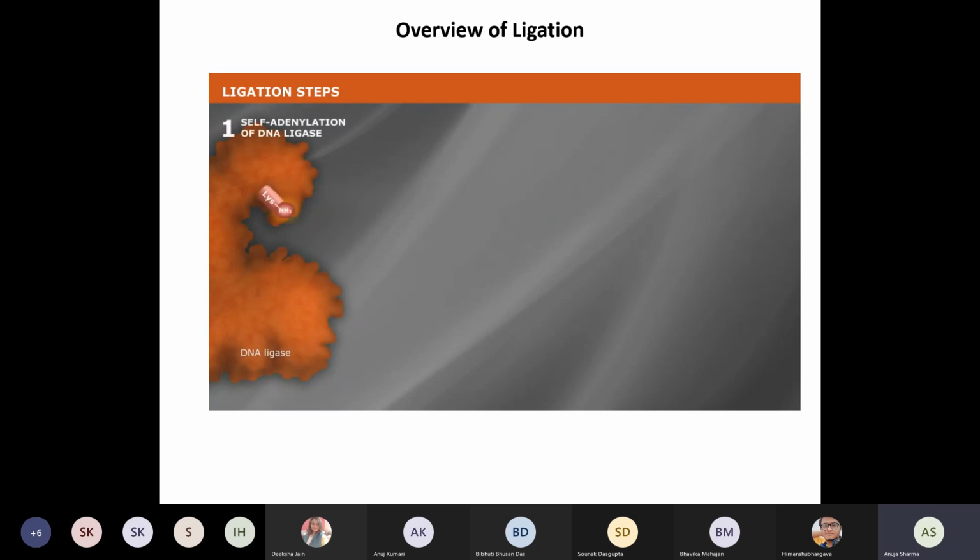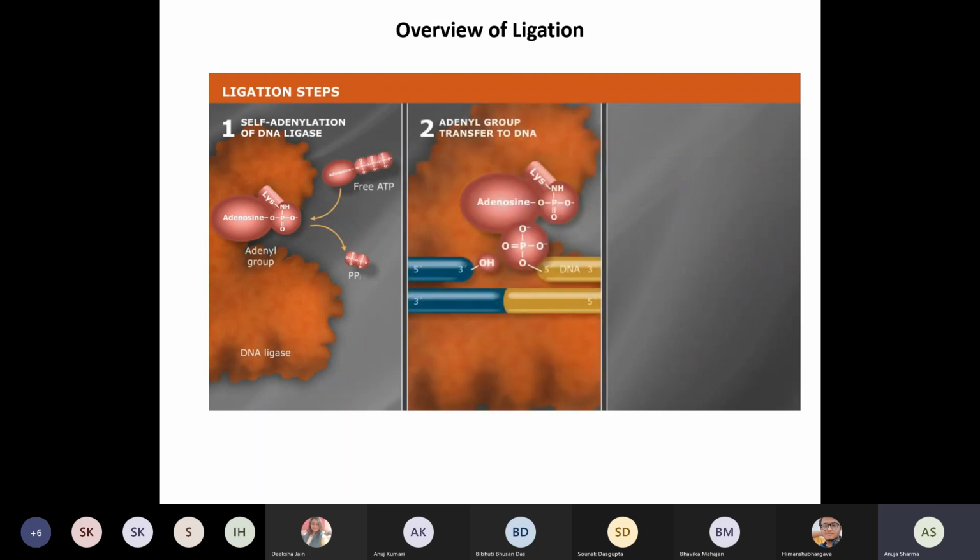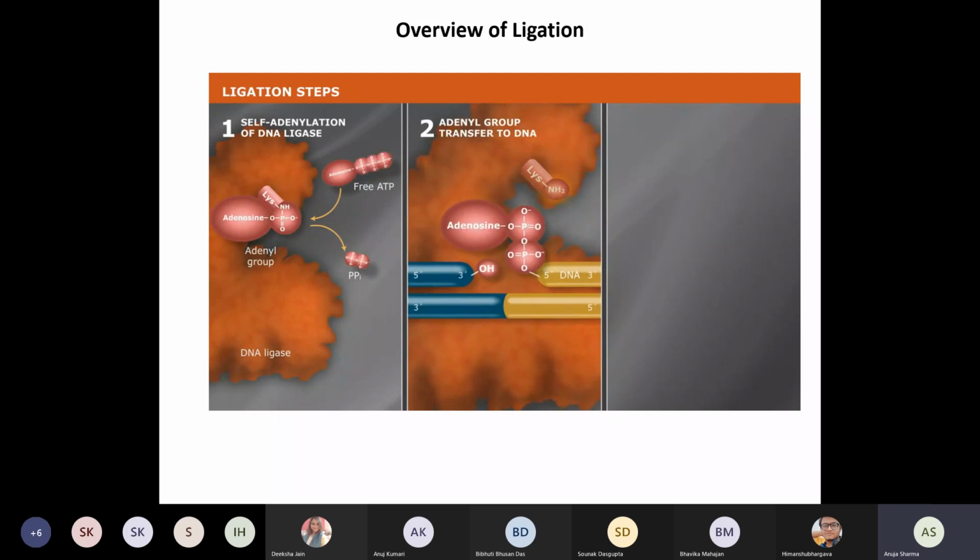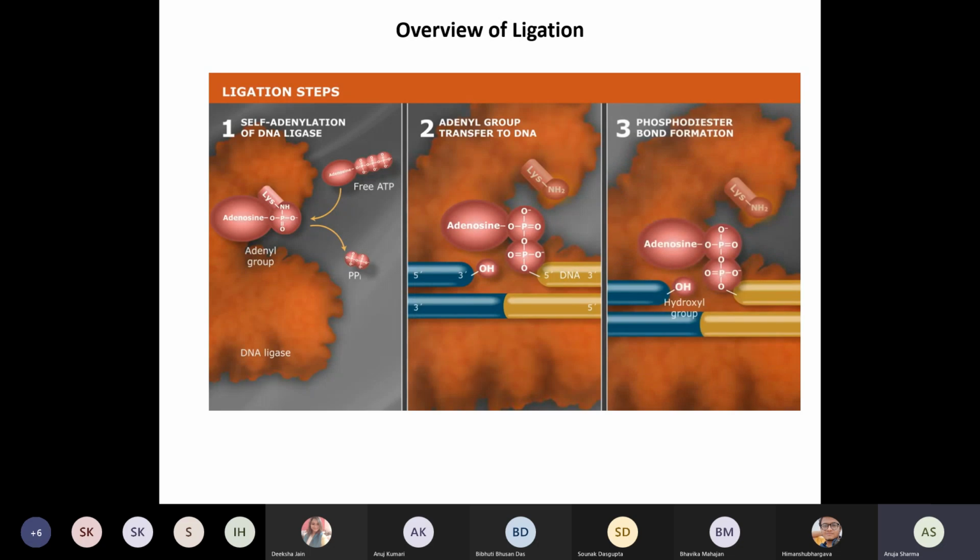Initially, the ligase is self-adenylated by reaction with free ATP or NAD. Next, the adenyl group is transferred to the 5' phosphorylated end of the donor strand. Lastly, the formation of the phosphodiester bond proceeds through the reaction of the adenylated donor end with the adjacent 3' hydroxyl acceptor, accompanied by the release of AMP.